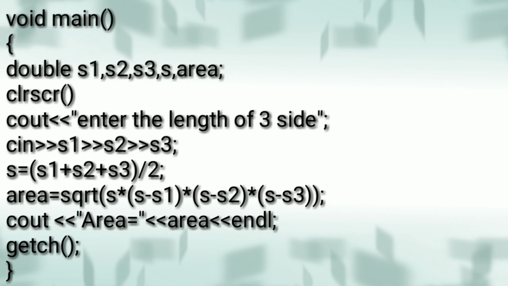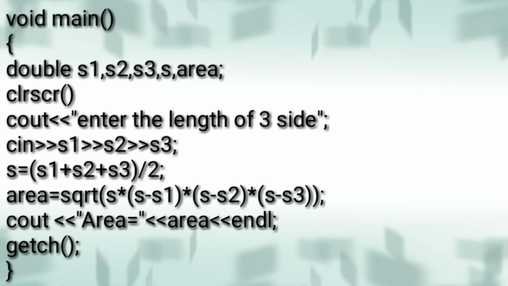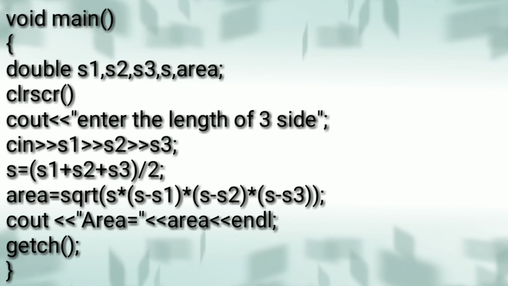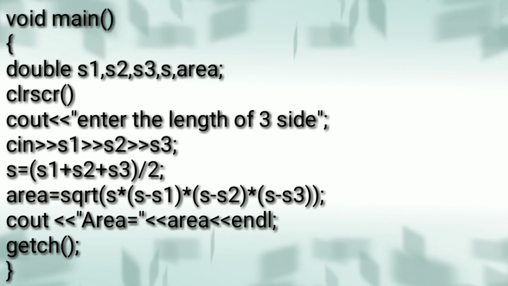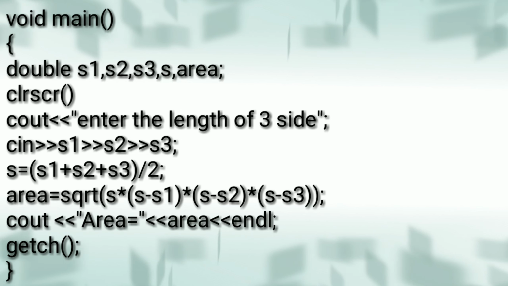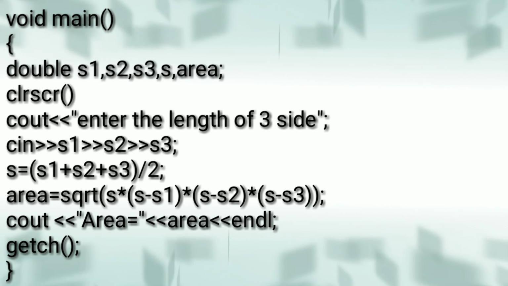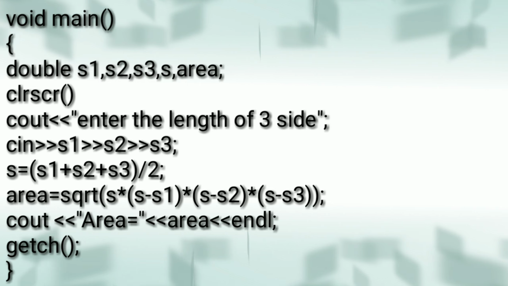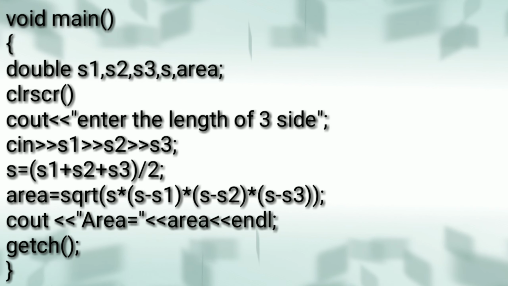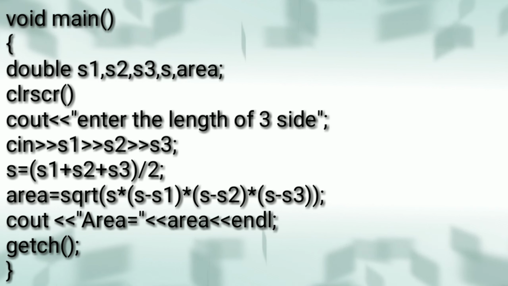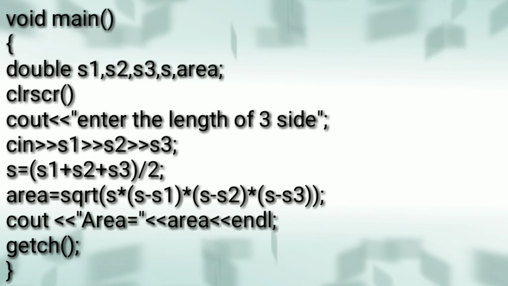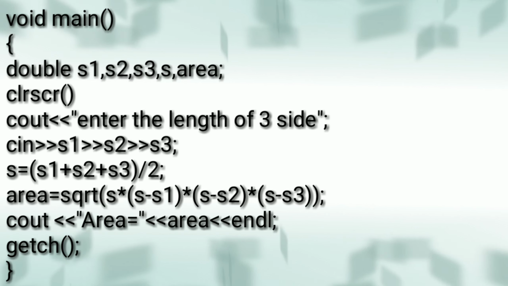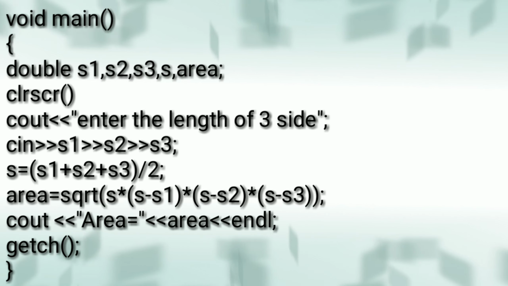So next, cout area is equal to area. That is, area is nothing but the value that is stored, the overall value stored will be printed in the cout statement. Lastly, it is getch. Getch is nothing but it waits for a character on the output screen. The next one is the closing curly brace. This tells it is the end of the program.